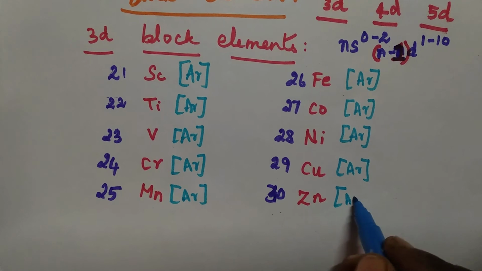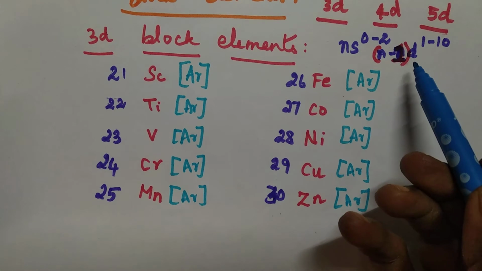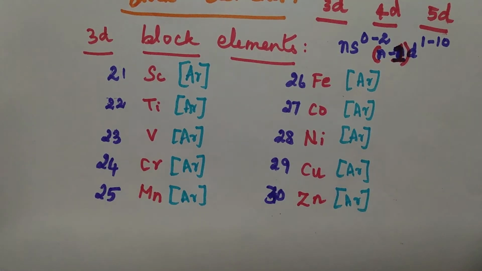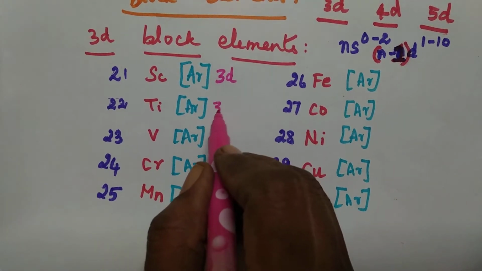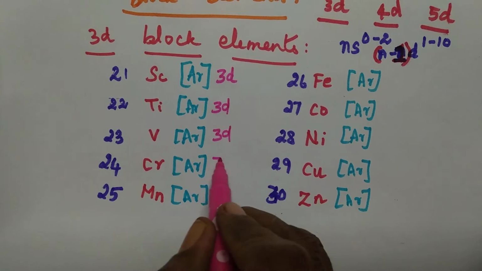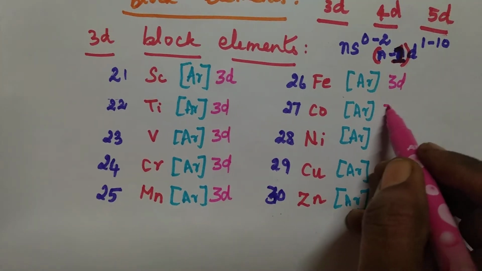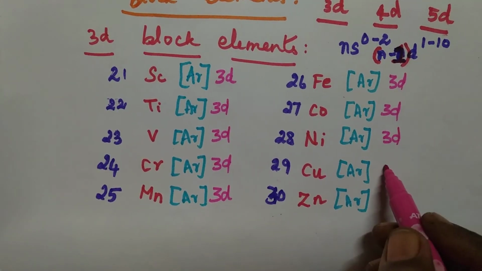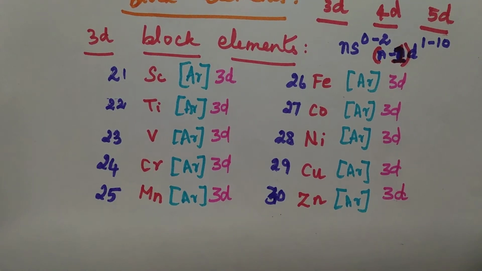Then ns is 4s and (n-1)d is 3d. We write the 3d shell first and then the s, because we have to go only in order. Though the 4s shell is occupied first, once it starts filling, let us go with the 3d first. After that we have 4s.